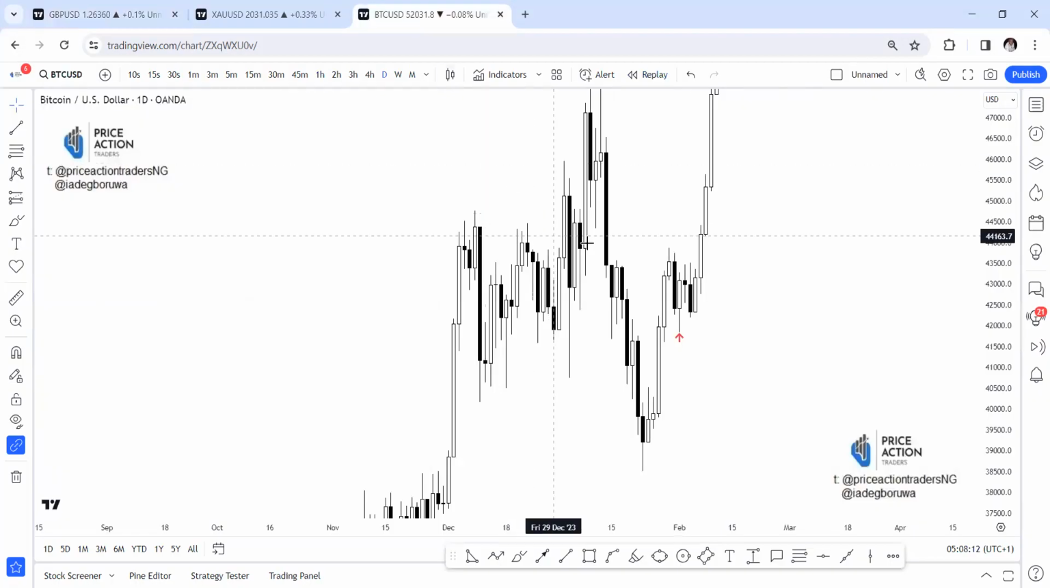So then we go to BTC. You see from here we trace it backward. We got this thing here that has been used in the past.